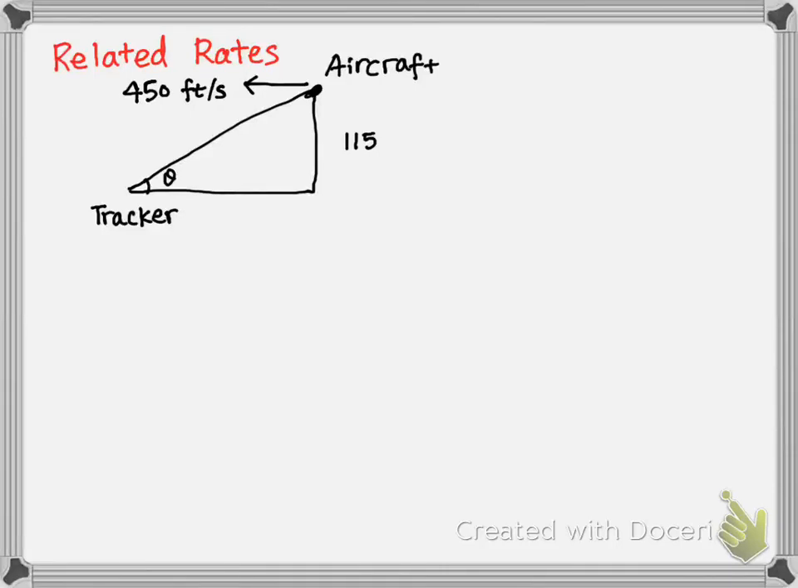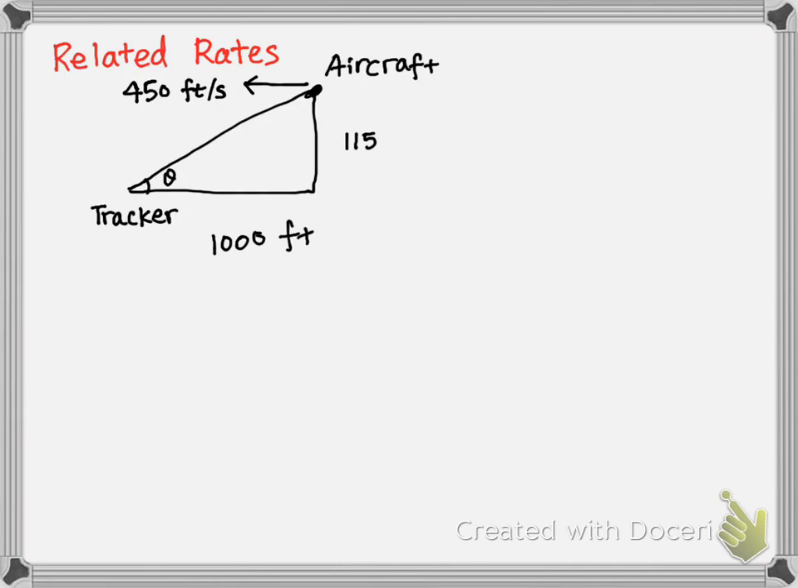More related rate problem. An aircraft is flying at 450 feet per second with elevation of 115 feet from the ground on a straight line path that will take it directly over a tracking device. How fast in radians per second will the device have to run to accurately track the aircraft when the plane is, let's say, 1,000 feet away? Okay, so 1,000 feet away.